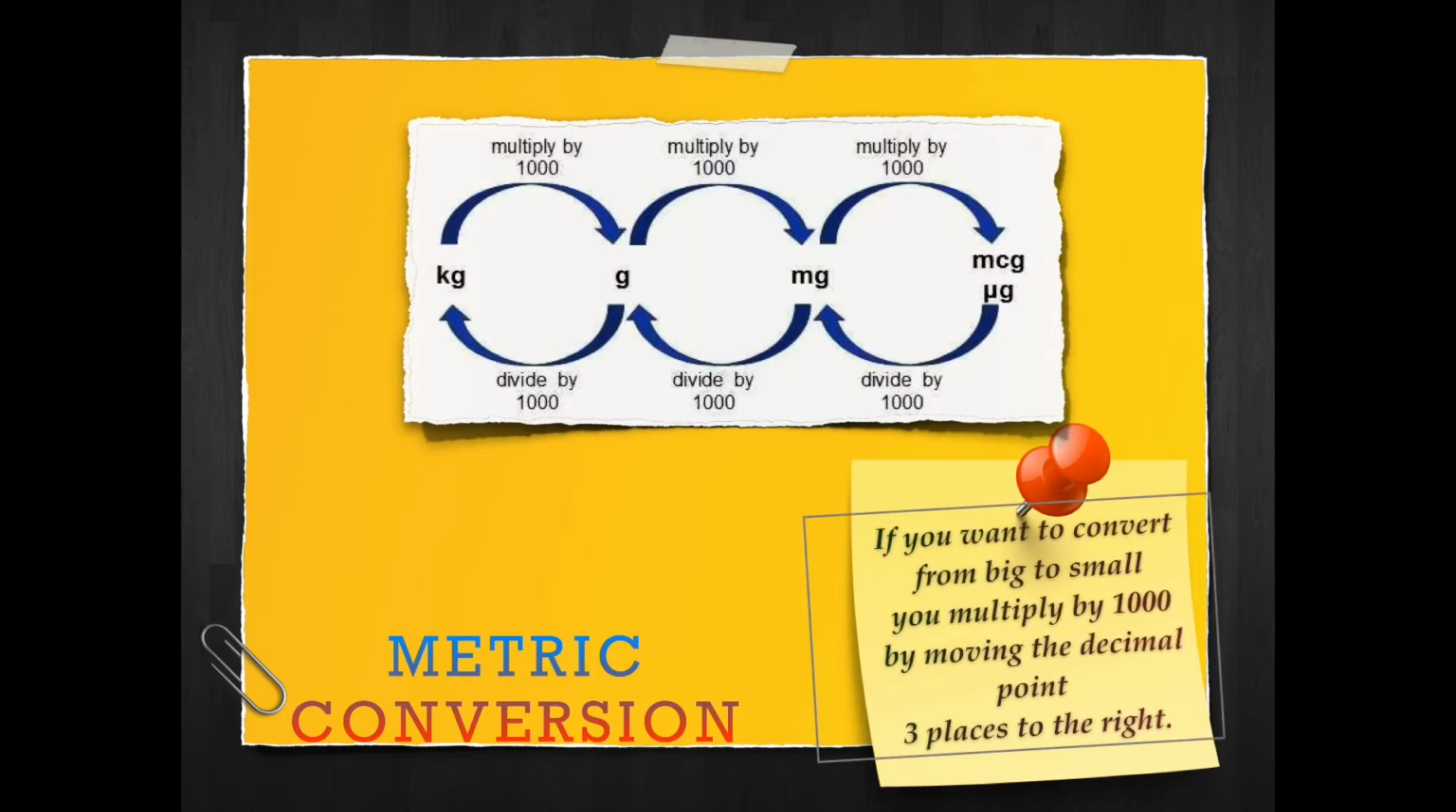If you want to convert from big to small, you multiply by 1000 by moving the decimal point 3 places to the right.